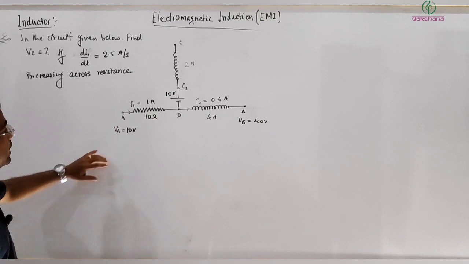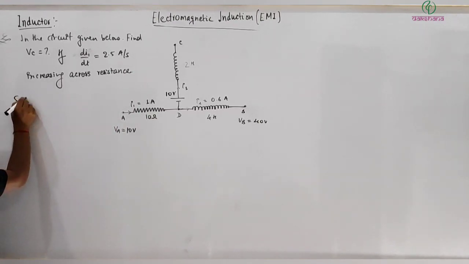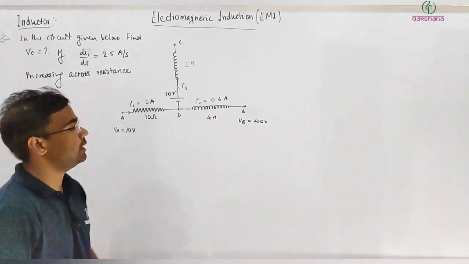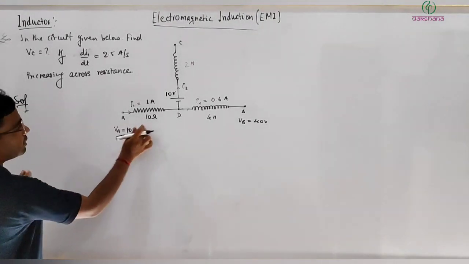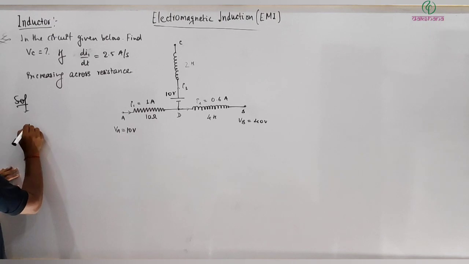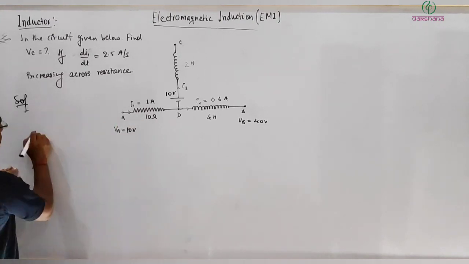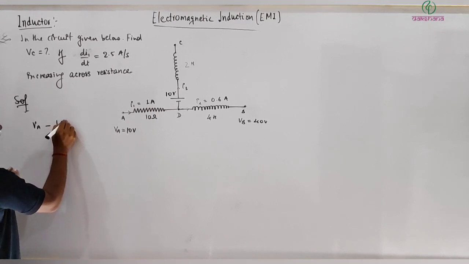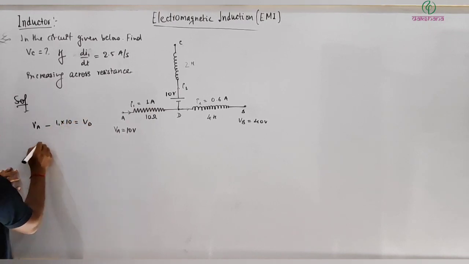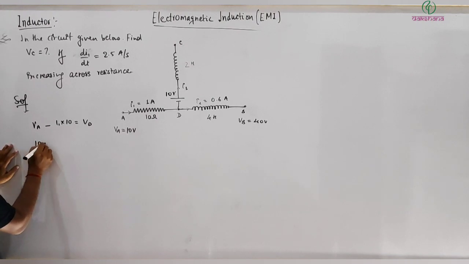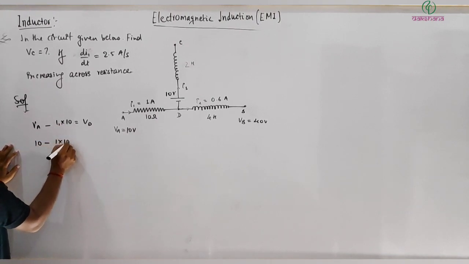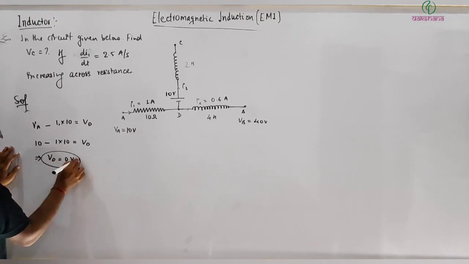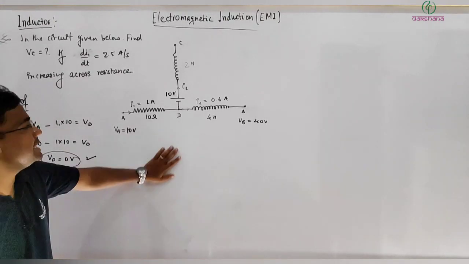So let's see. Now we will try to solve it. We will try to deal with it part by part, whatever information we can have. So first thing, we can go from here. So I can write, if I go in the direction, VA minus I1 into R, that is 10, is equal to VD, and VA is equal to 10, minus I1, 1 into 10, equal to VD. This implies VD is coming out to be 0 volt. Okay, we got one. So VD is 0.